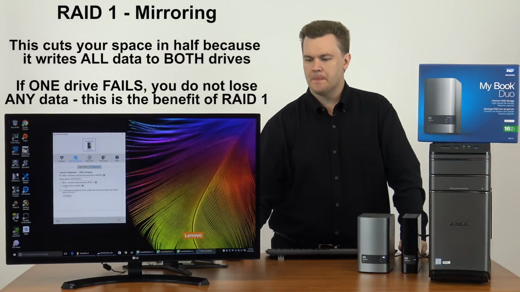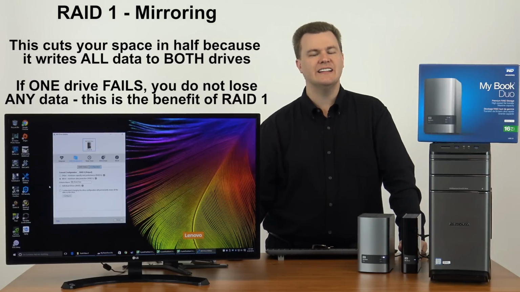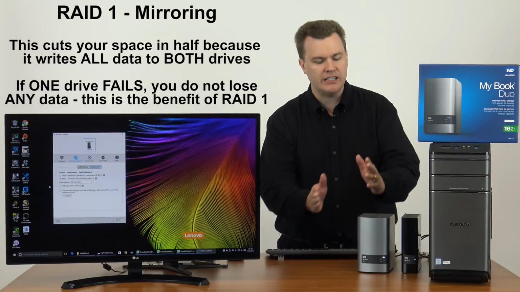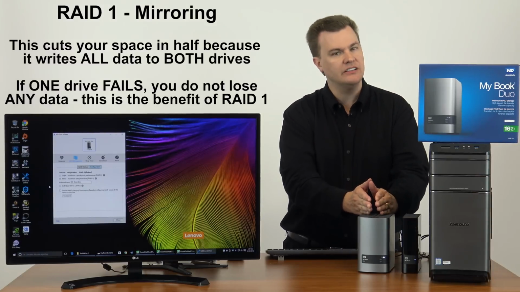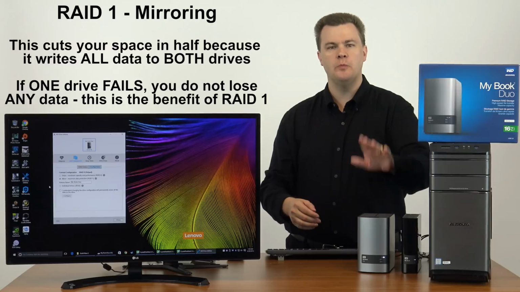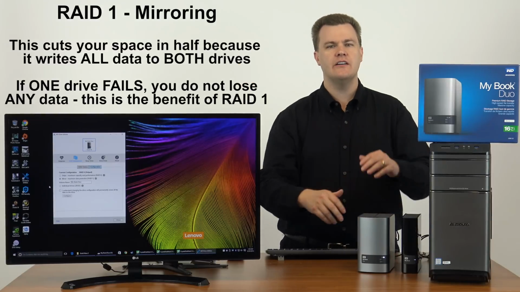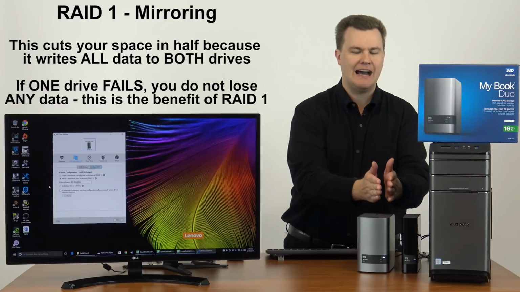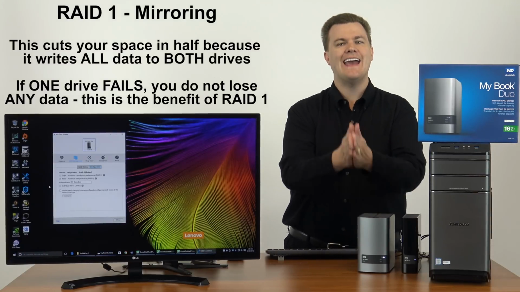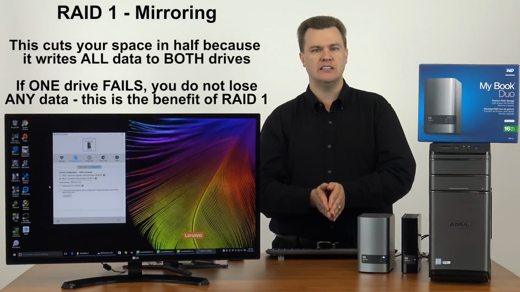Mirror cuts your storage space in half, but mirrors your data. It copies the identical data to both drives. If one drive fails, you still have your data. A big red light shows up, no worries. You open this up, replace the failed hard drive. It will rebuild it by copying everything from the good drive over to the new drive. And you can keep using your drive while it does this.